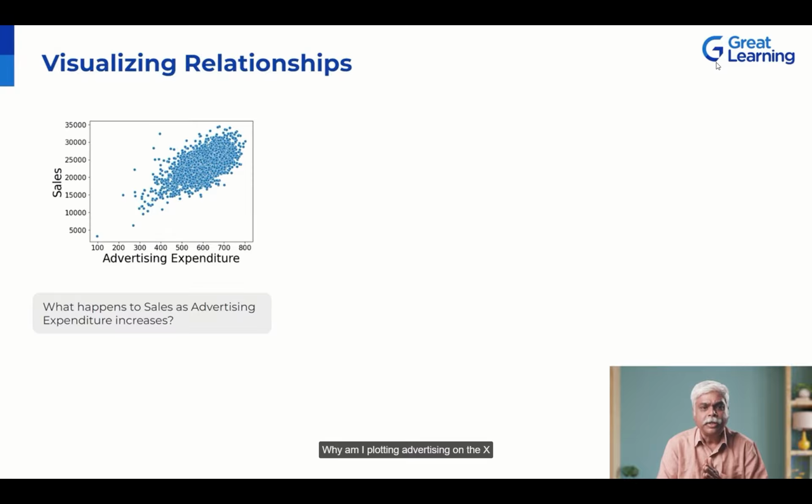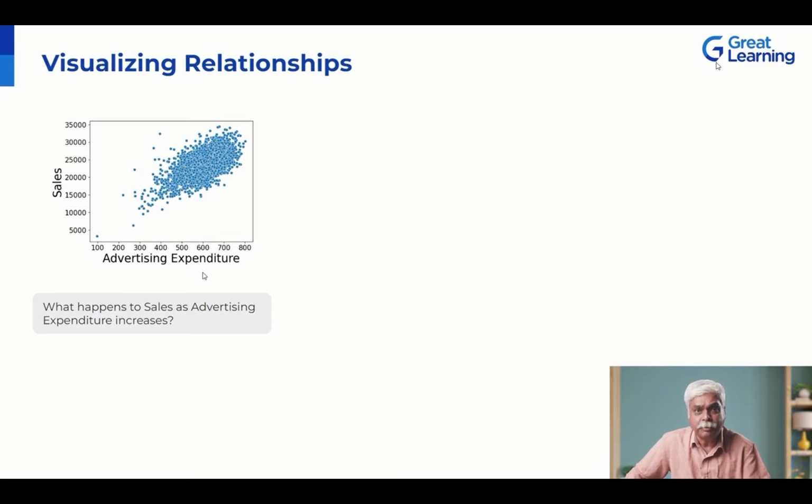Why am I plotting advertising on the x-axis and sales on the y-axis? Because my purpose is to predict sales or to understand sales in terms of advertising. Sales is my business variable. It is my outcome. It is my output. In statistical terms, we call it a response variable. It is responding to something. These variables, the output variable, the response variable, the outcome variable, is on the y-axis. The input variable, the predictor variable, the variable that is influencing the outcome, is on the x-axis.